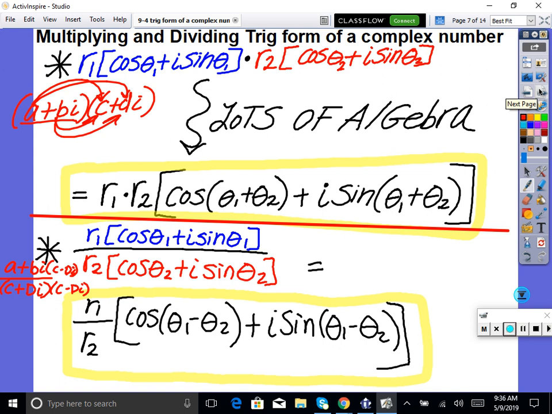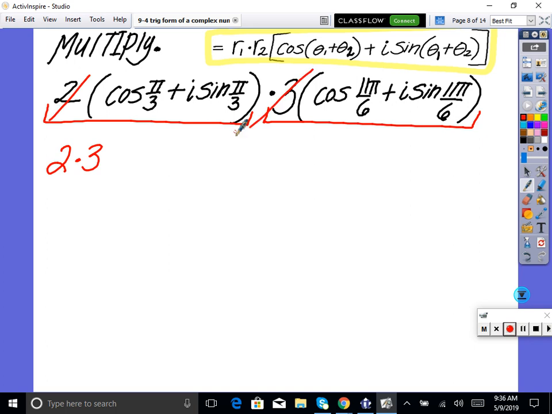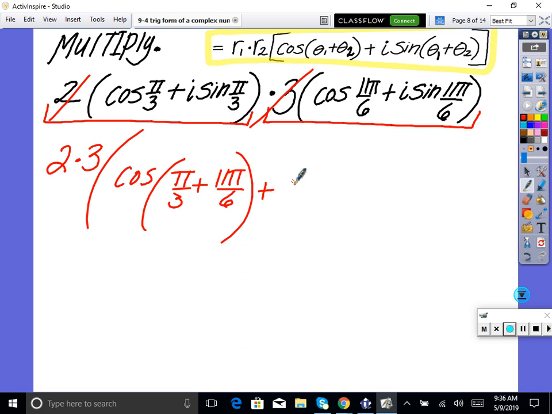So here we go. First example of this, we'll only do one of each. It's pretty quick. So you'd say, oh, these are two trig forms of complex numbers being multiplied. Here's our first trig form of a complex number, second. So we would just reorder it. That's 2 times 3, is it not? 2 times 3, and then we are told that we can do cosine of pi thirds plus 11 pi sixths, and then plus i sine of the same thing, of pi thirds plus 11 pi sixths.